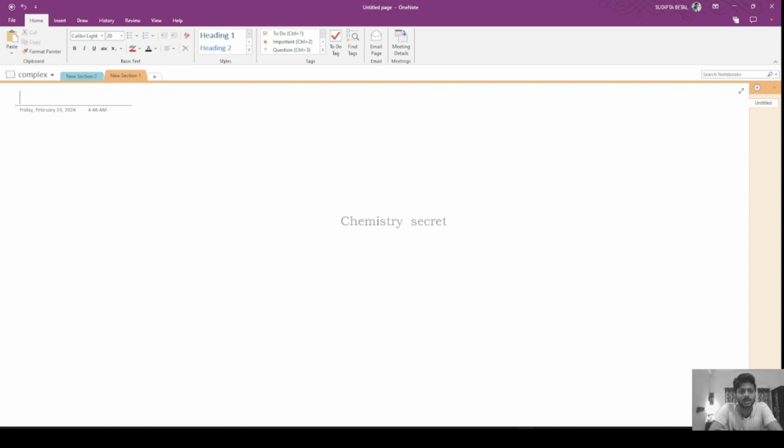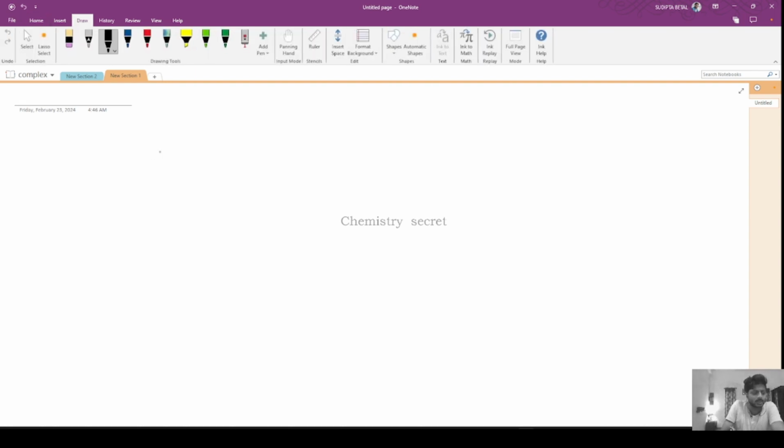What are isomers? Isomers are basically compounds which have the same chemical composition but different posture. So if we divide the isomers into two types, then we can say that there are two types of isomer in coordination chemistry. One is structural isomer and another one is stereoisomer.